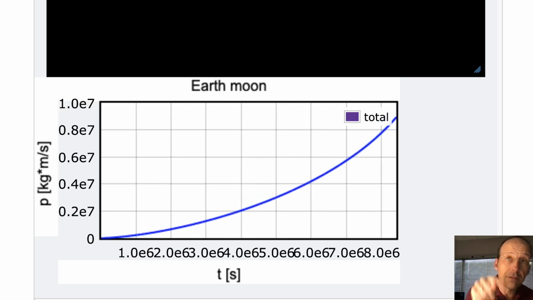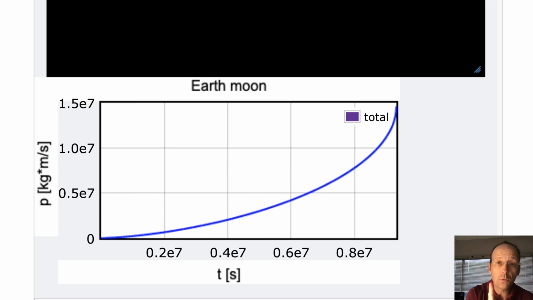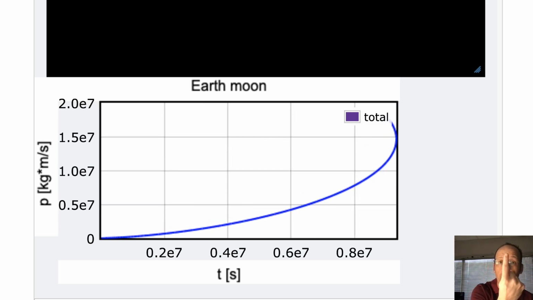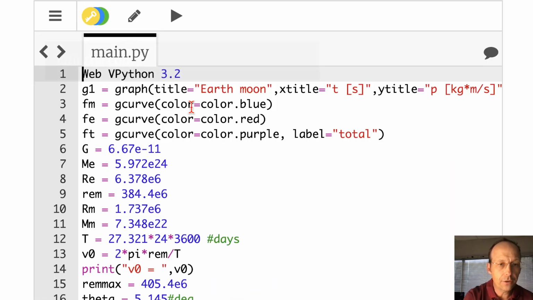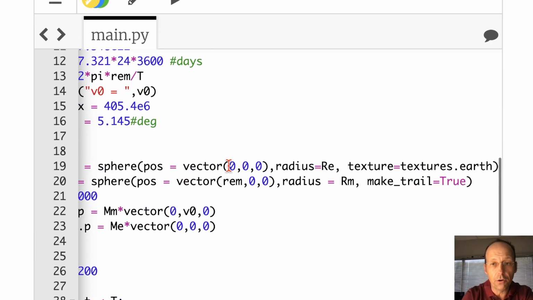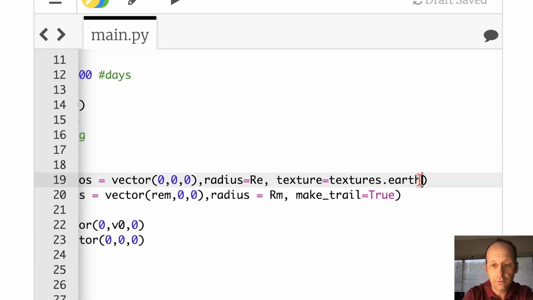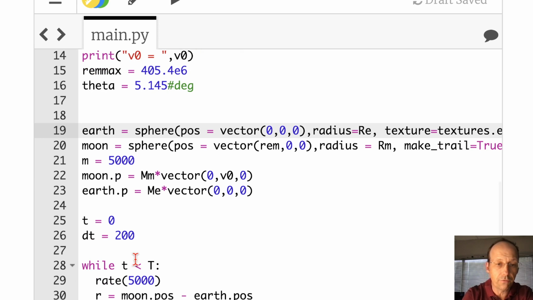If you plotted the center of mass of this whole system, which I'm not going to do, you would see that the center of mass is constantly moving up. Okay, let's see if we can see that. I'm going to increase my time step even more, and then I'm going to make the Earth have a trail. Make trail equals true. And then let's let this run for 3 orbits.